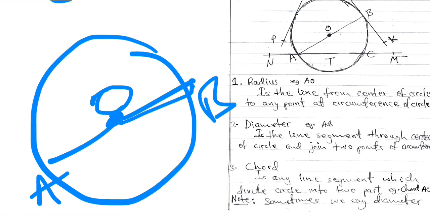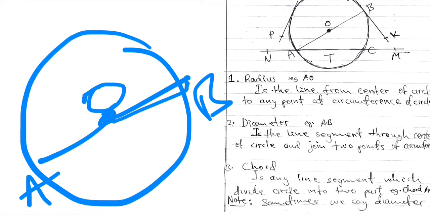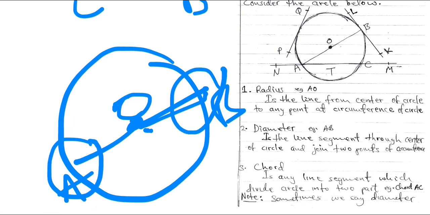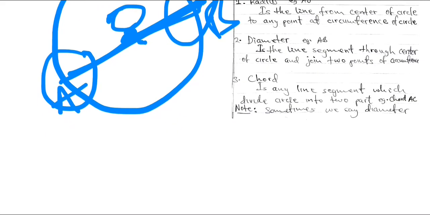Let us check on the definition here. It says that diameter is a line segment through the center of a cycle joining 2 points of the circumference. So a line segment through the center of a cycle, as you see here, and it touches 2 different points of the circumference, the first point and the second point. So this one is what we call the diameter.